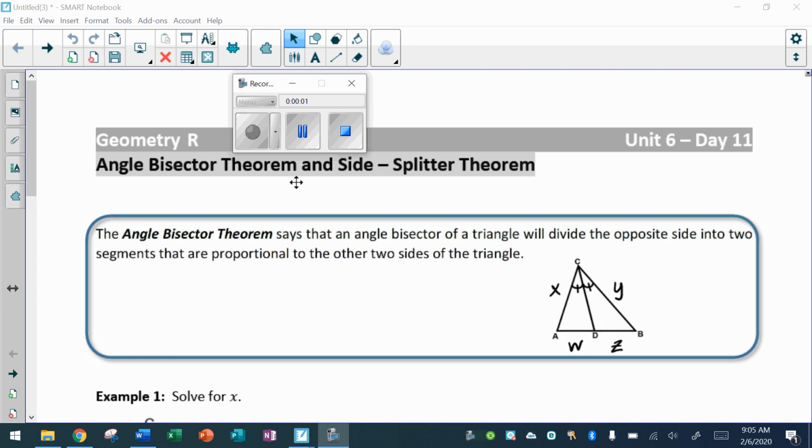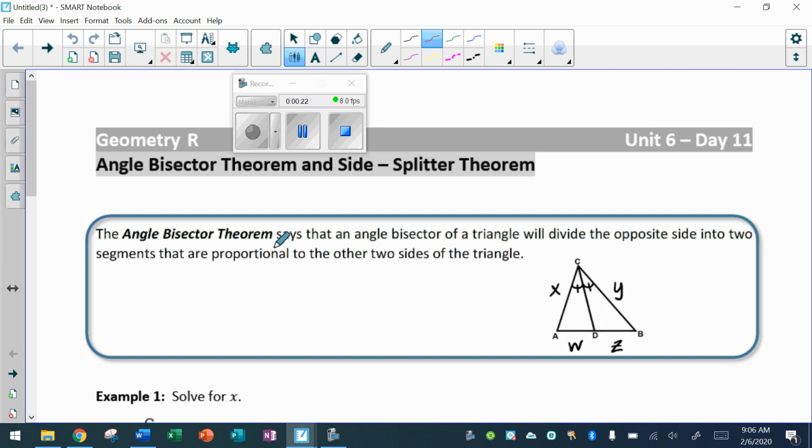Okay, so I'm sorry I'm not here today, but we are doing two theorems today that are pretty important: the angle bisector theorem and the side splitter theorem. First of all, the angle bisector theorem seems to sound pretty legit.